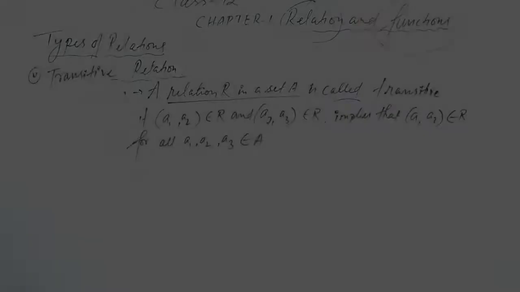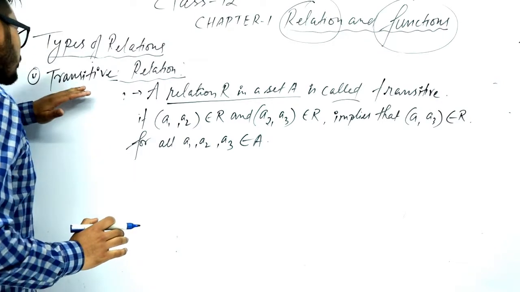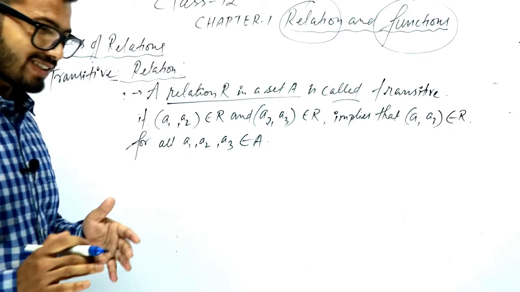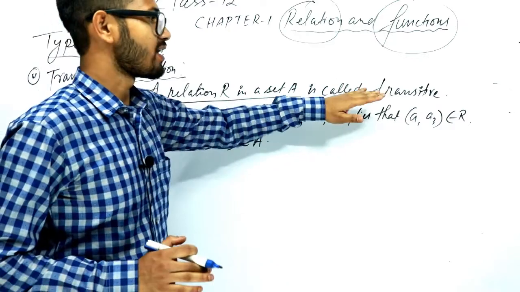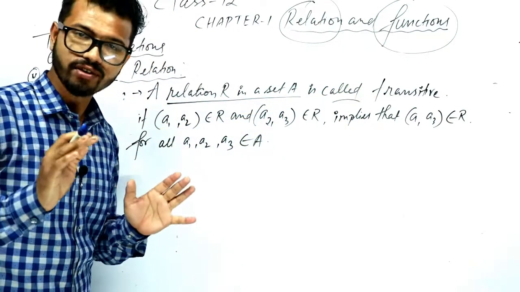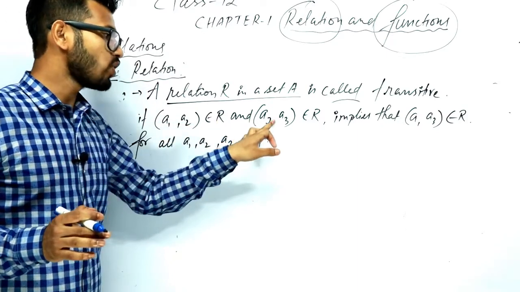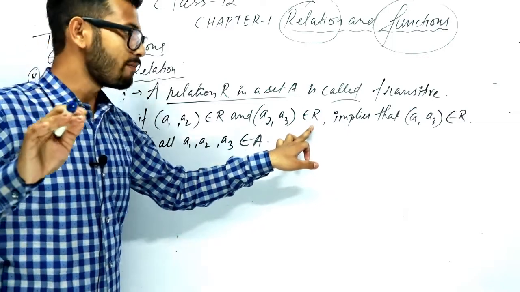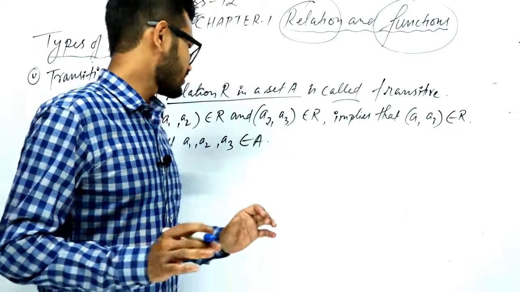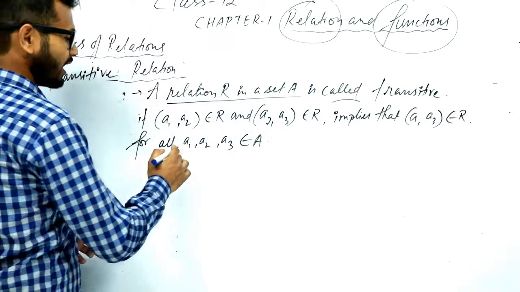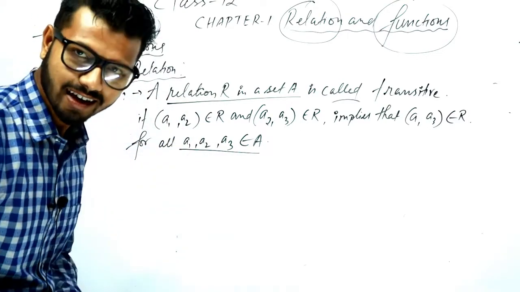Just write it down. So here comes the next relation, that is the transitive relation. What does it actually indicate? Let me make you understand. A relation R in a set A is called transitive if (a1, a2) belongs to R and (a2, a3) belongs to R implies that (a1, a3) also belongs to R, for all a1, a2, a3 belonging to the set A.